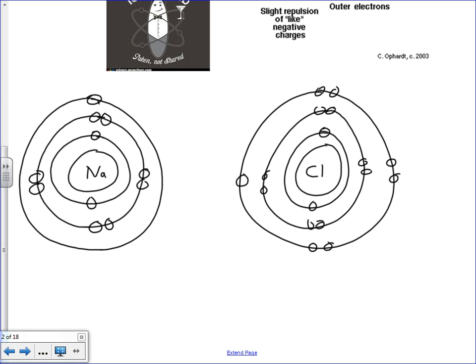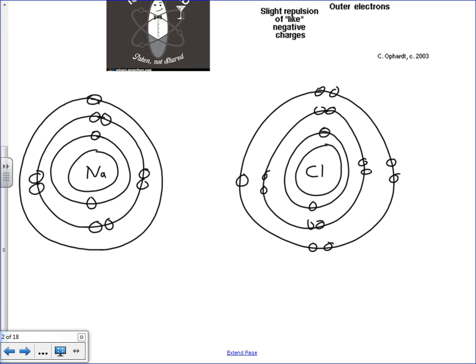Okay? Now, all elements want to have their outer shell full, because that way they look more like the closest noble gas. That's these things here on the outside. The noble gases are noble because they don't react with anything. The reason they don't react with anything is because their outer shell of electrons is full, and they have no need of anyone else because they have everything that an element could ever want. A full outer shell of electrons. Okay? So all of the other elements are trying to get this full outer shell.